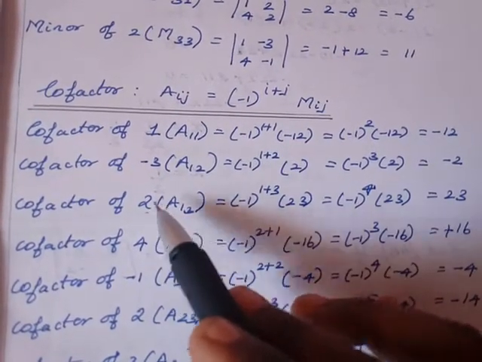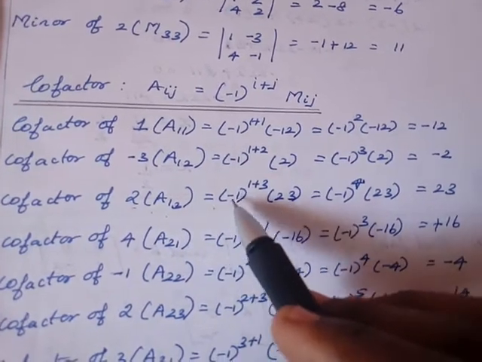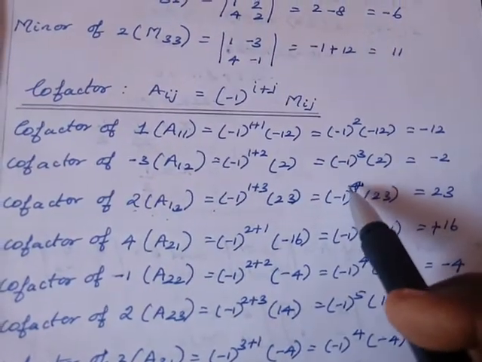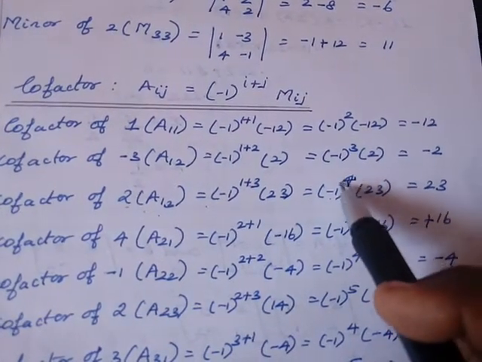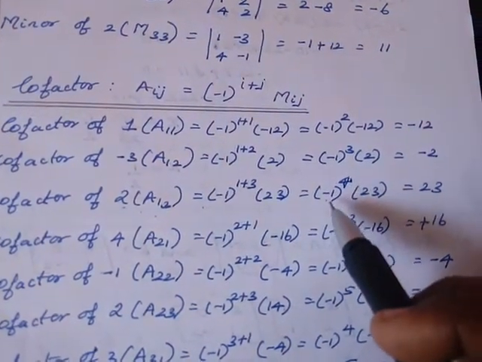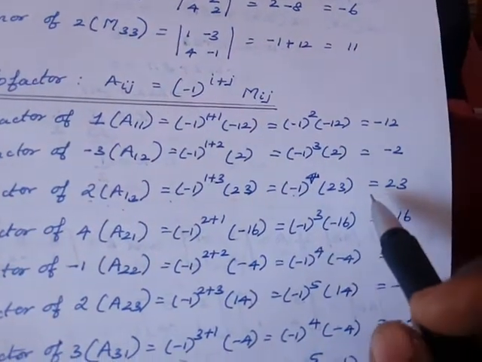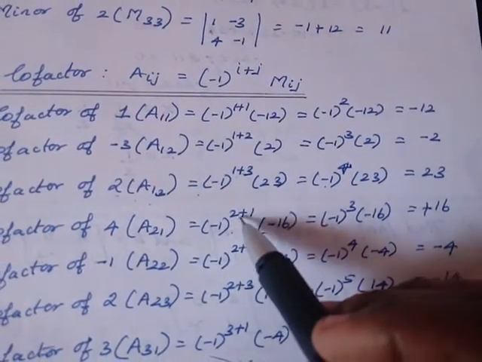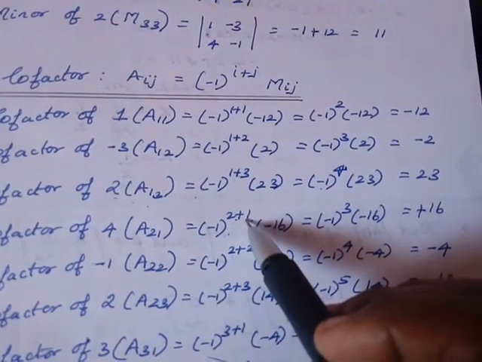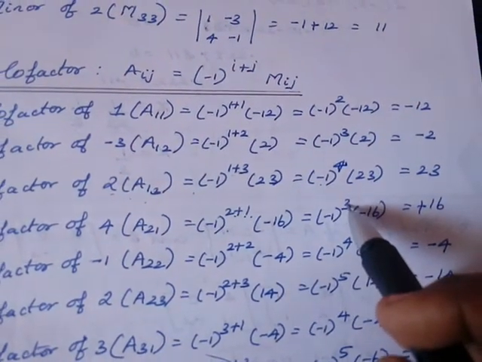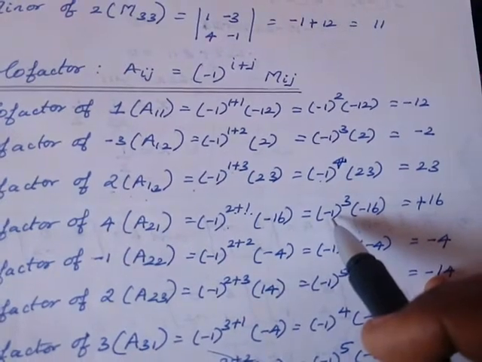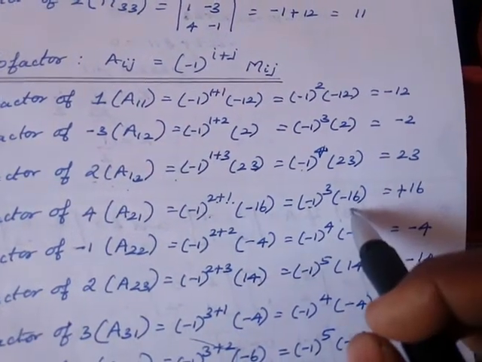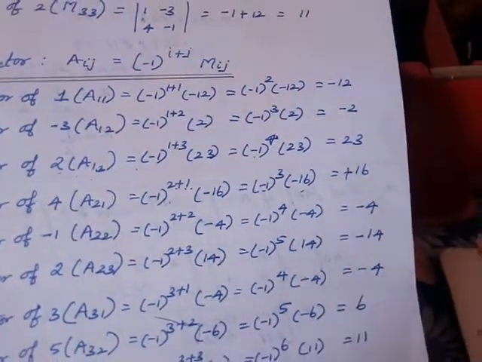Cofactor of 2 is A13, which is equal to minus 1 whole to the power 1 plus 3. 1 plus 3 is 4. Minus 1 whole to the power 4. When you get an even number, you will have the sign as positive. So 1 into 23 is 23. Next, minus 1 whole to the power 2 plus 1. 2 plus 1 is 3, it is an odd number. You will be getting an answer in negative sign. Minus 1 into minus 16 is plus 16.